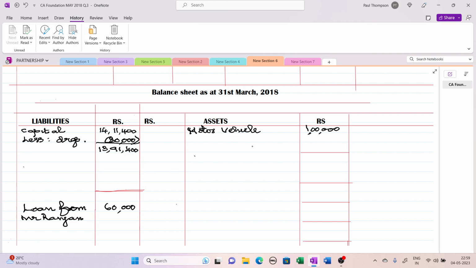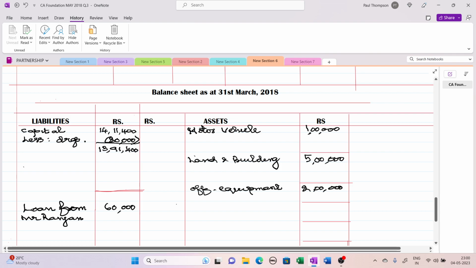Okay, next item land and building. You can write like this because we know that we have to make a provision for depreciation. So I am leaving the space and writing it in the inner column. Land and building 5 lakh. Office equipment 2 lakh.